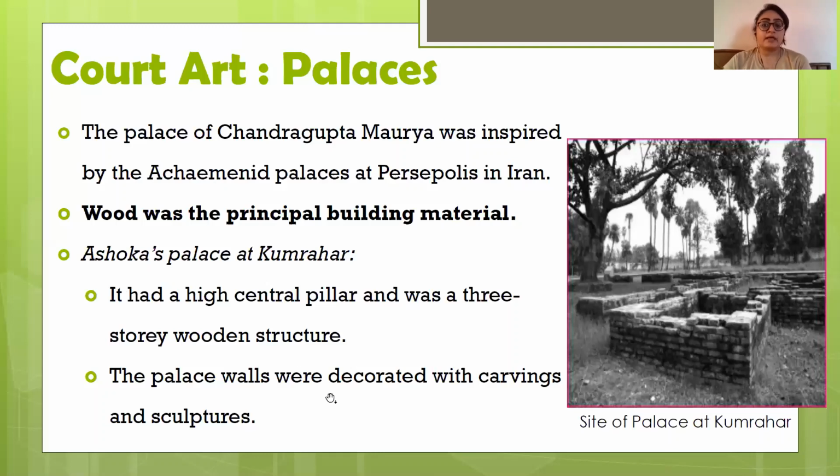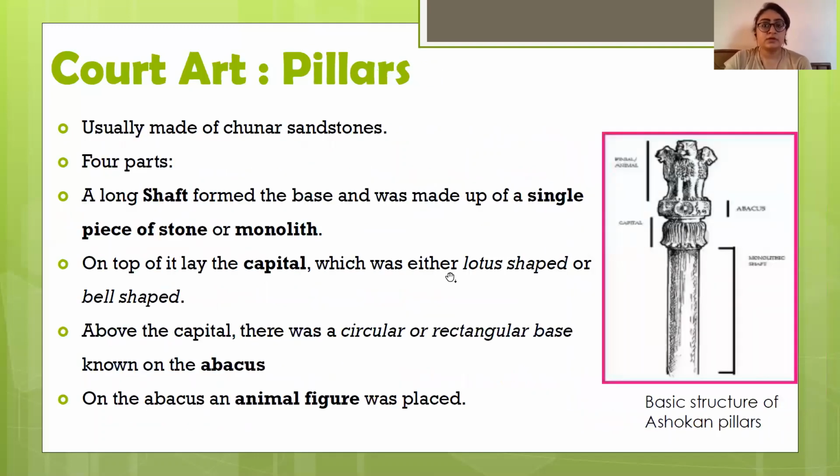building material. The palace walls were decorated with carvings and sculptures, which cannot be seen because the carvings and sculptures were done on wooden structure. Hence, the wood disappeared. With that, carvings and sculptures also disappeared. All we have as remains are some stone structures from this palace, which you can see in the picture. These are the remains of the Kumrahar palace of Ashoka. The most important thing to remember is that wood was the principal building material in the Mauryan times, and Chandragupta Maurya's palace was influenced by the Achaemenid palaces of Persia.